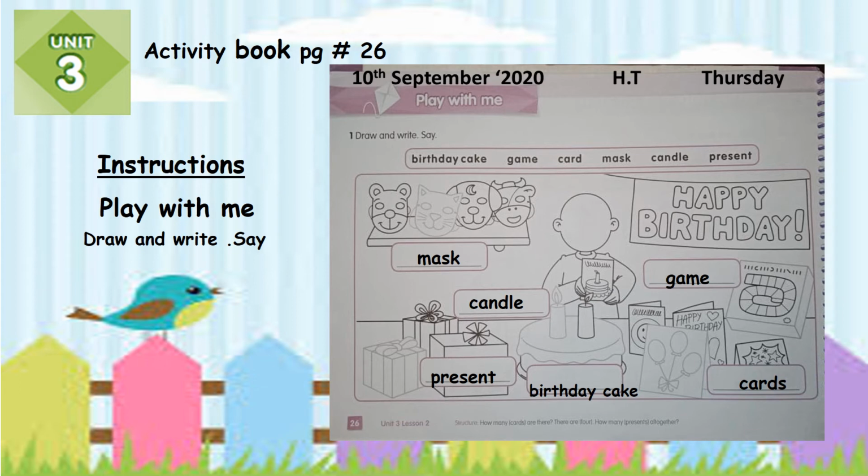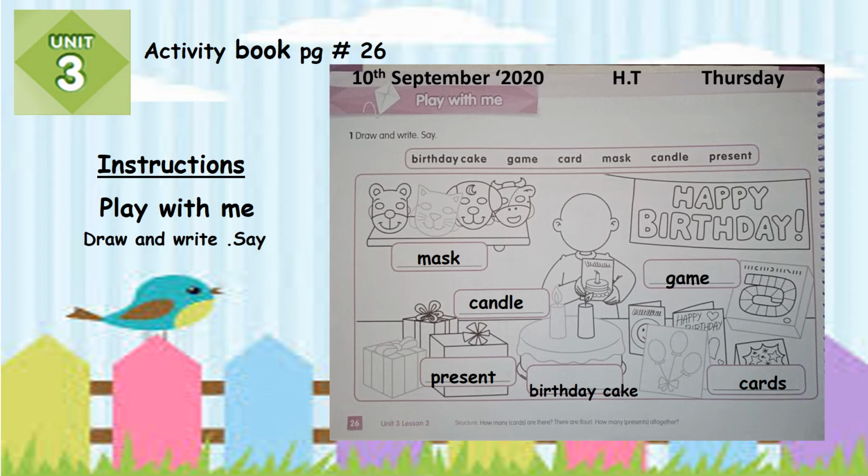What you have to do, first look at the mask picture. How many masks are there? There are 4 masks. You have to write the spelling of mask under it, and there is one mask which is in light color, you can see with the gray outline. You have to trace that mask and complete that picture.